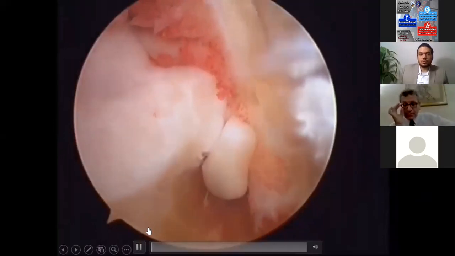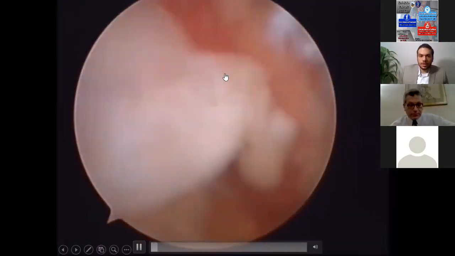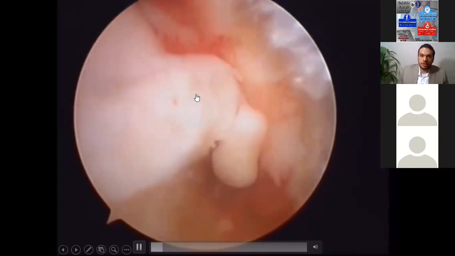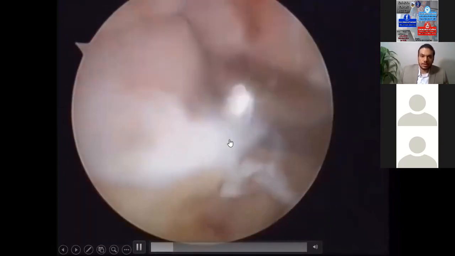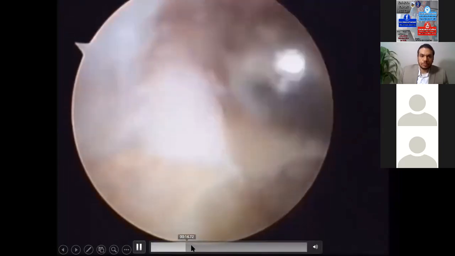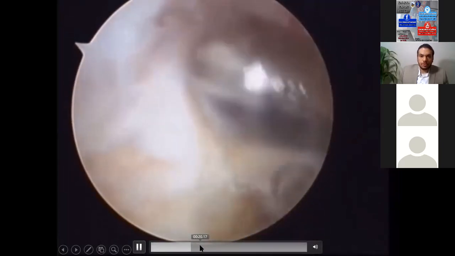This is the anterior bony impingement. That's a talar neck osteophyte moving with the passive motion of the talar dome. It is resected using the acromionizer until full resection is achieved.